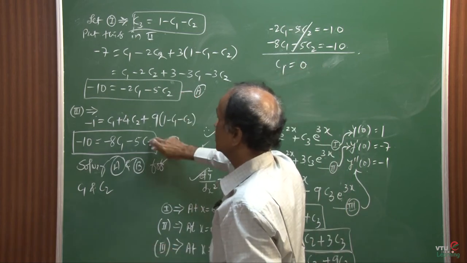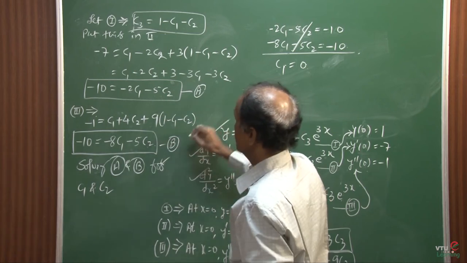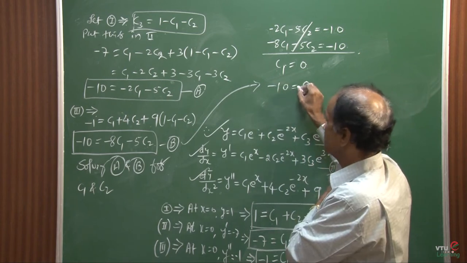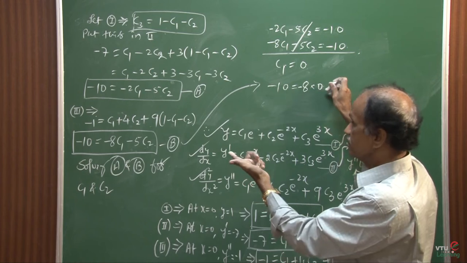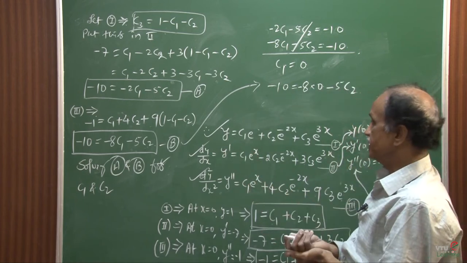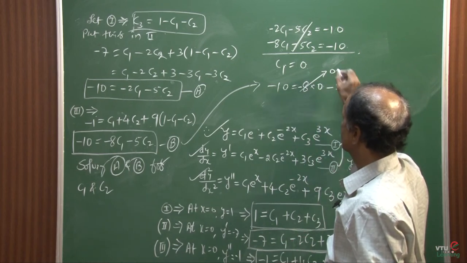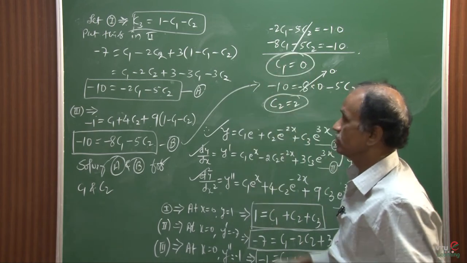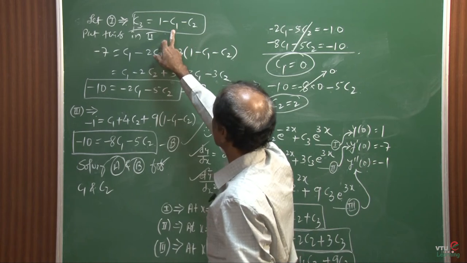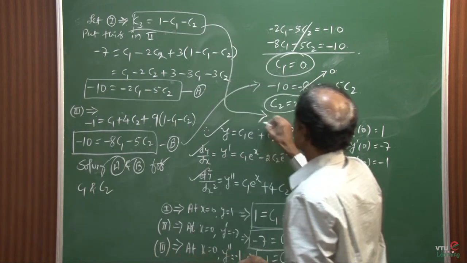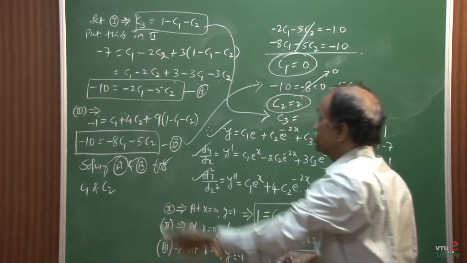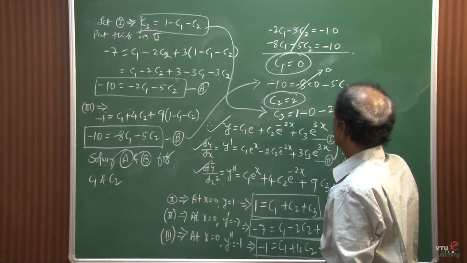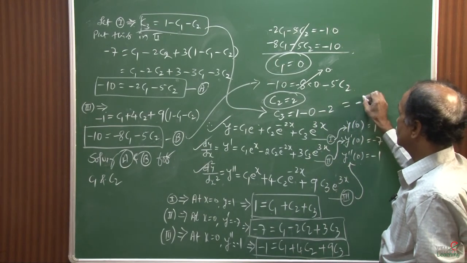Then you put C1 equal to 0 in any one of these two equations. Using this equation, minus 10 equals minus 8 times 0 minus 5 times C2. This is anyway 0, and minus minus cancels, so C2 is equal to 2. Now, both of them you can substitute, and then C3 you can calculate. From the rearranged equation, C3 is 1 minus C1, which is 0, minus 2, that is 1 minus 2, equal to minus 1.